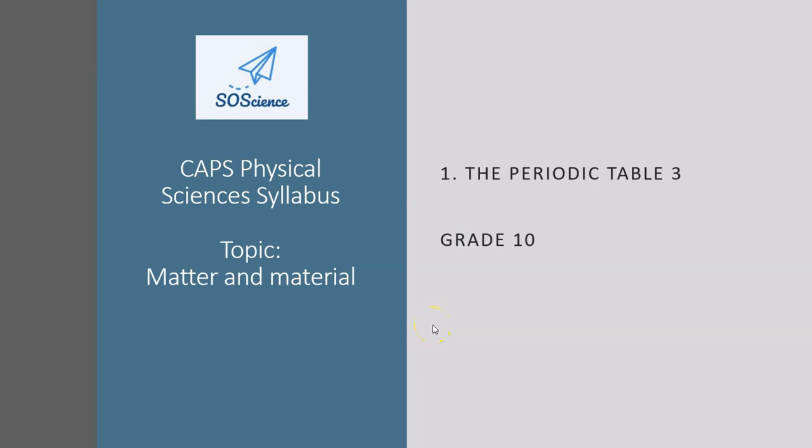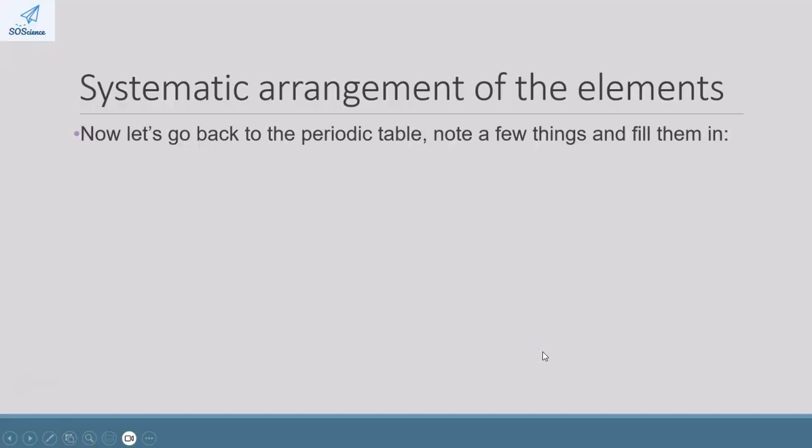Hello, grade 10s. In today's lesson, we are going to continue with a section on the periodic table. First of all, let's summarize all the information that we now understand based on period numbers and group numbers and valency and valence electrons. We're going to put it all into the periodic table.